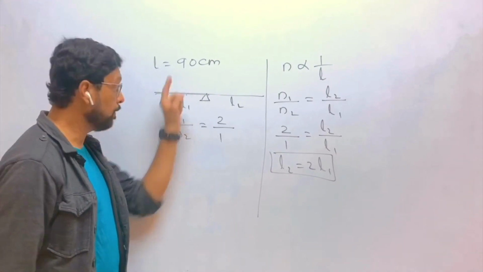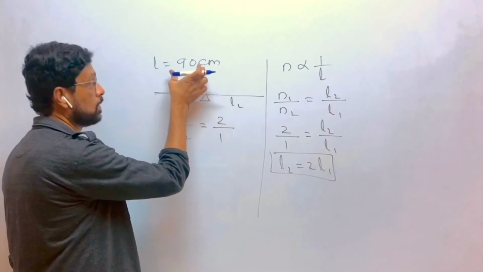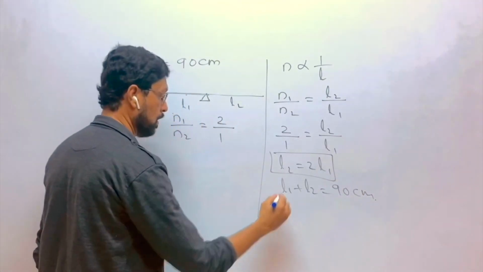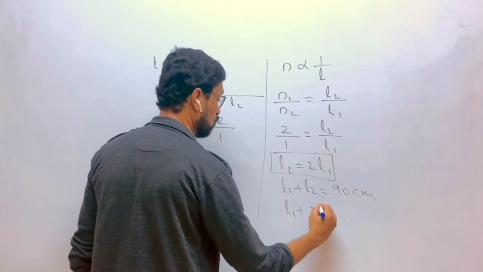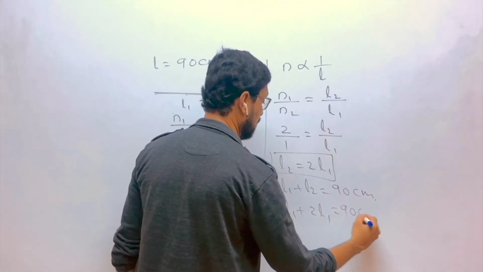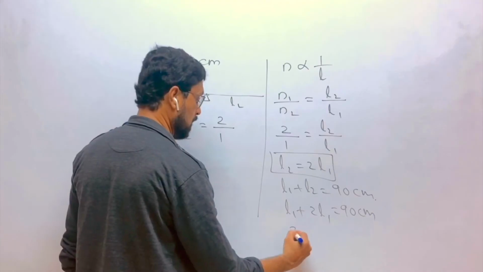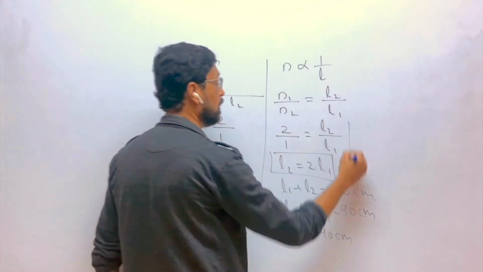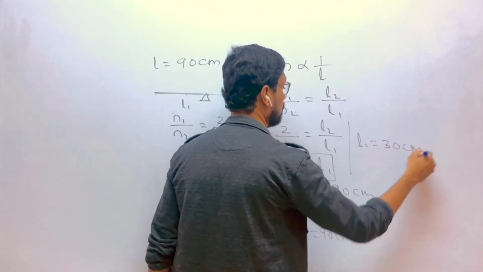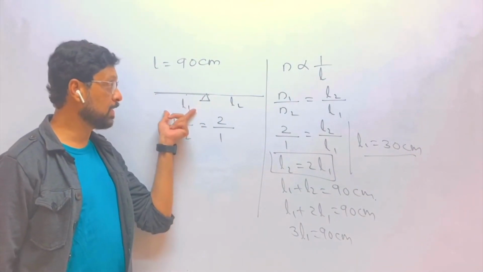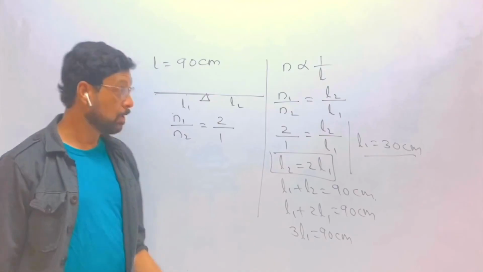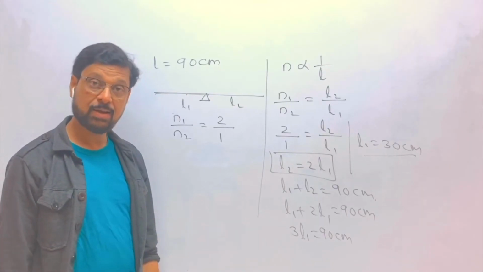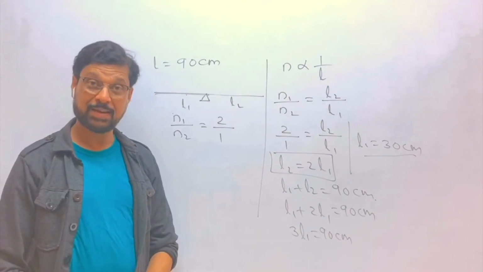And total length is L. Means L1 plus L2 is 90 centimeter. L1 plus L2, that is L1 plus twice L1, is 90 centimeter. So 3L1 is equal to 90 centimeter, or L1 is equal to 30 centimeter. L1 is equal to 30 centimeter, means L2 is equal to 60 centimeter. Means bridge should be placed at 30 centimeter from one end or 60 centimeter from the other end.